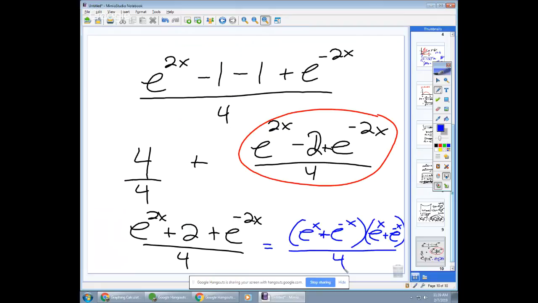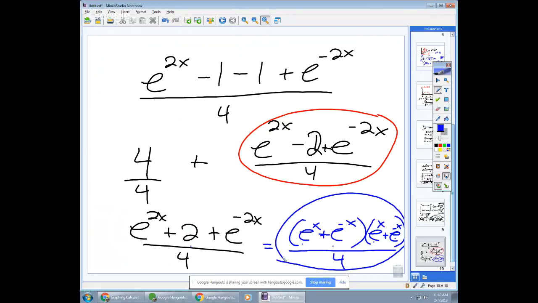Right? Because when you multiply that out, e to the x times e to the negative x is going to give you a positive 1. And then these two multiplied give you another positive 1. So there's that positive 2 right there. So it turns out once you add 1, this right here is a perfect square, isn't it?